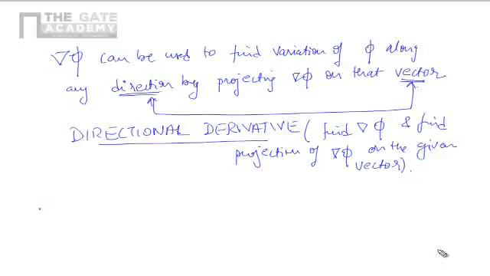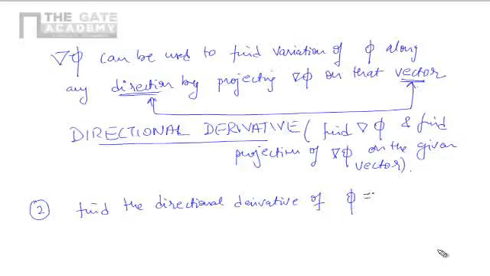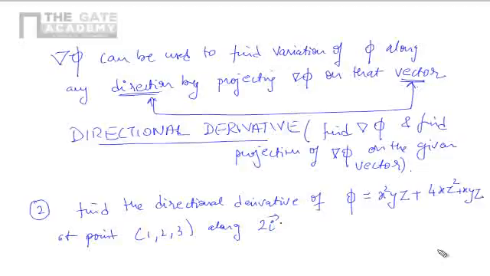Okay, let us solve a quick example related to this. It will be more interesting. Find the directional derivative of phi, which is a scalar function given by x square yz plus 4xz square plus xyz, at point 1, 2, 3 along 2i plus j minus k. This is what is told.